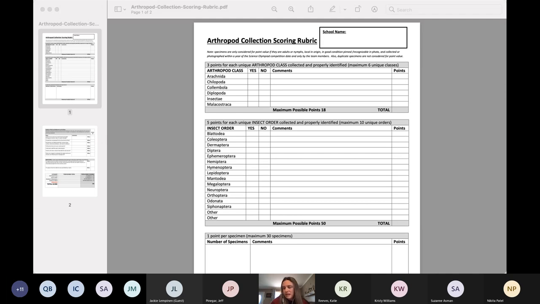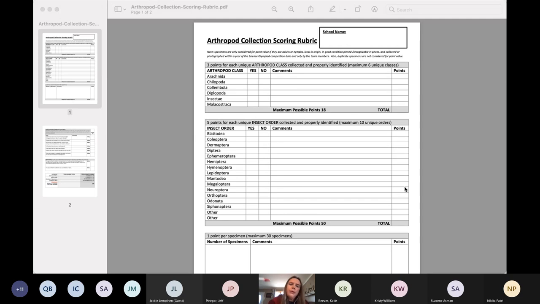But if somebody else collected it, then they don't know what that experience is. Like, what was the insect doing at the time? Where were you? Stuff like that. What kind of behavior was happening? They should be able to answer that question if it's something that I am concerned about in terms of who did what in the collection.